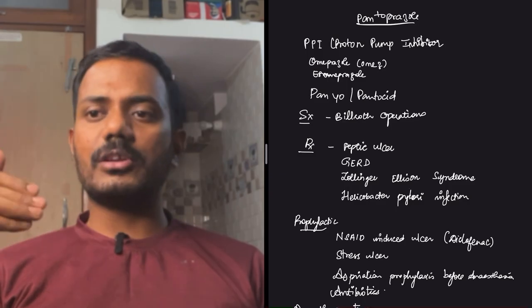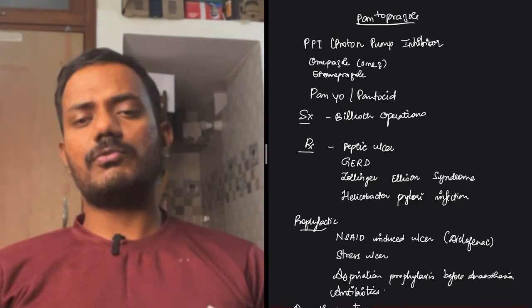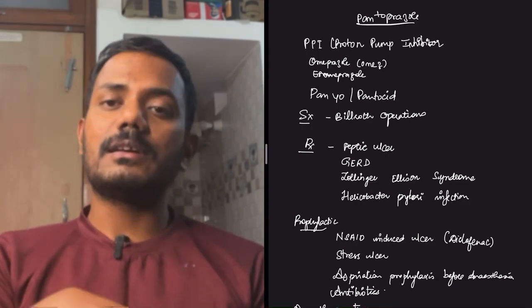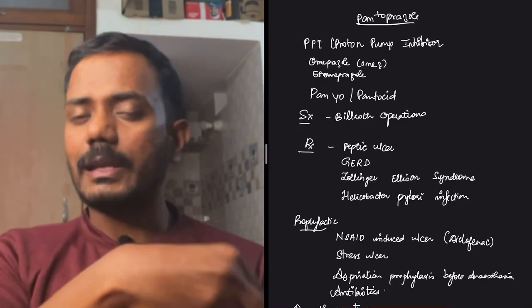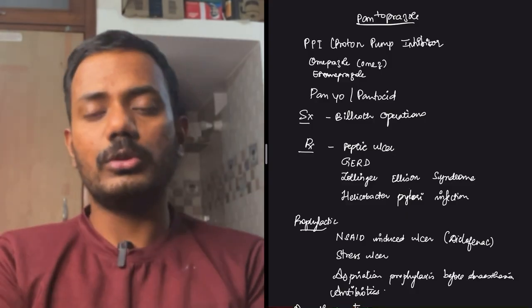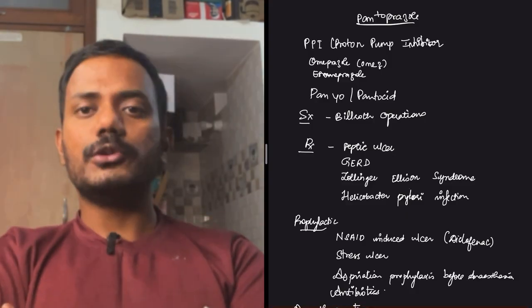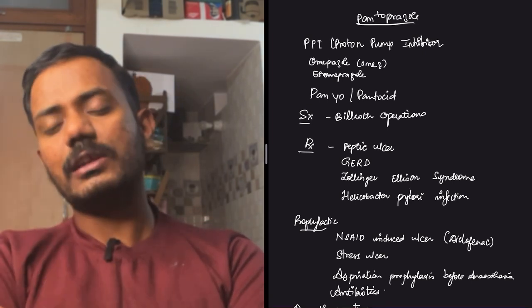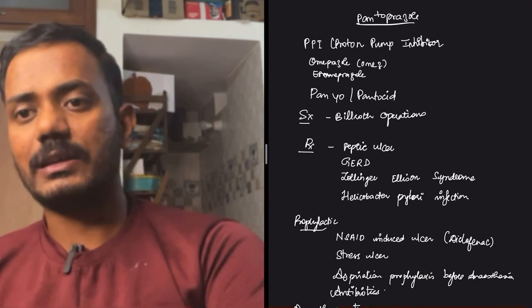The next condition is the Helicobacter pylori infection, which is usually present along with the gastric ulcer. Sometimes this gastric ulcer might happen because of the acid, and sometimes because of the infection as well. So we give it during the treatment of the infection as well. But in most people's lives, we would not have taken it for these reasons. We would have mainly taken it for prophylactic reasons.